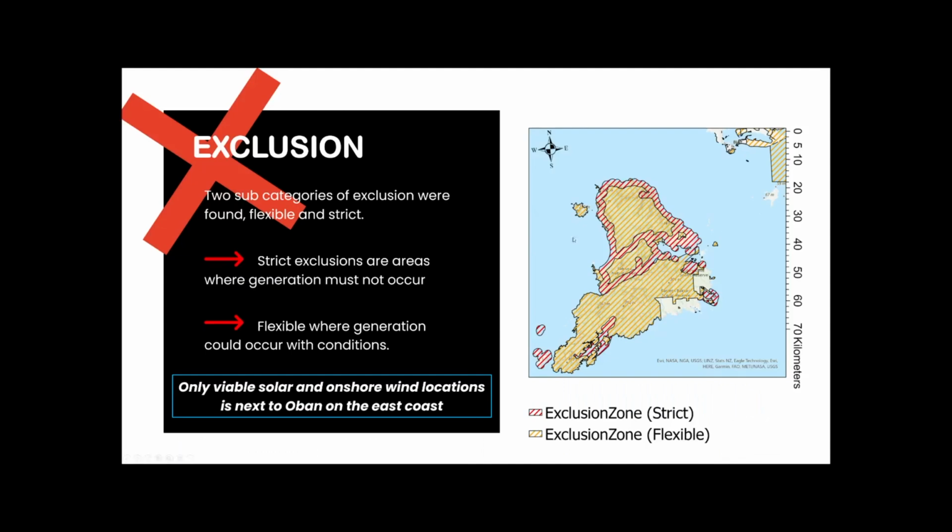Exclusion criteria indicate where renewable electricity generation cannot occur. Two subcategories of exclusion were found: flexible and strict. Strict exclusions are areas where generation must not occur, and flexible where generation could occur with conditions. It was found most of onshore is excluded in some way. As such, the only viable solar and onshore wind locations is next to Oban on the east coast.